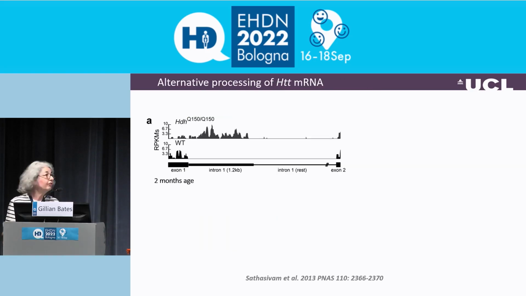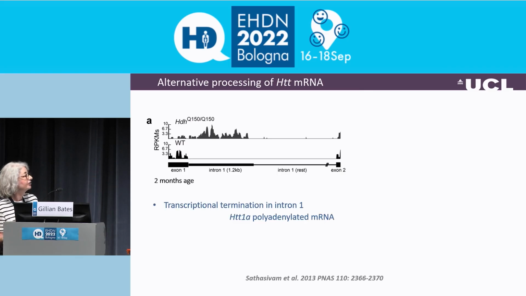And we first showed that this was occurring in knock-in mice with David Housman. This is showing you RNA sequencing across the Huntington's disease gene, at the beginning of the gene, in wild-type mice and mice that are homozygous knock-in mice with long CAGs. And here you can see in wild-type mice, you see reads over exon 1 and exon 2, but nothing in the intron. But if we look in the knock-in mice, we have these reads extending into the intron. This is that little messenger, and we now call that HTT1a. The real name for it is HTT1a.